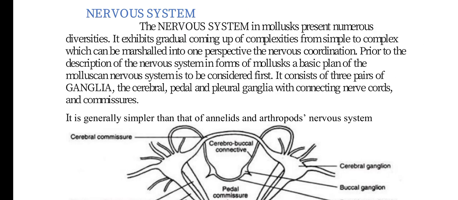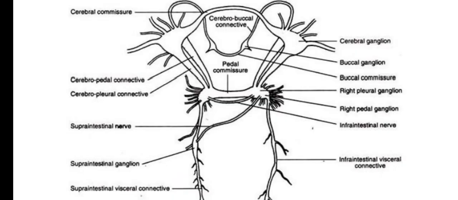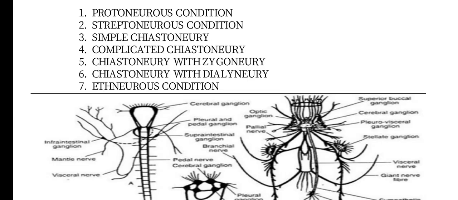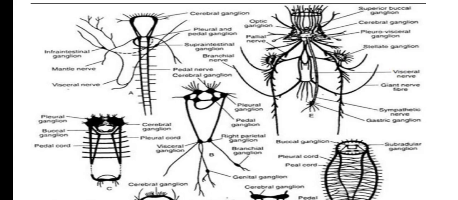When we talk about the nervous system, in molluscs there are numerous diversities. It exhibits a gradual coming up of complexities from simple to complex, which can be marshaled into one perspective, the nervous coordination, prior to the description of the nervous system. As you can see in the diagram, the cerebral ganglion, the buccal ganglion, the buccal commissures, and the right pleural ganglion and the right pedal ganglion are the ganglia involved in molluscs. There is the proteoneurous condition, the streptoneurous condition, simple, and the complicated gastroneurous. You can see in the diagram what is involved in all of these.